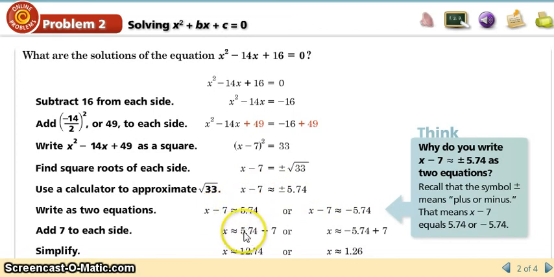Add 7 to each side, so 5.74 plus 7. And then over here you also add 7, but this time you're adding it to a negative 5.74. And your two solutions that you get are 12.74 and 1.26. Those are the solutions to this quadratic equation. What that means, remember all the different terminology: solutions, roots, x-intercepts, zeros. If y is 0, x is going to be 12.74 and it's going to be 1.26. Okay? This is where your graph crosses the x-axis.